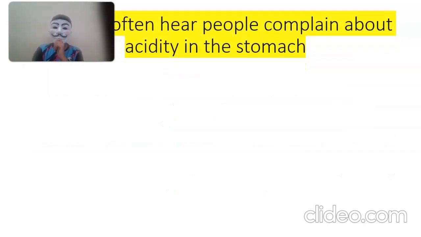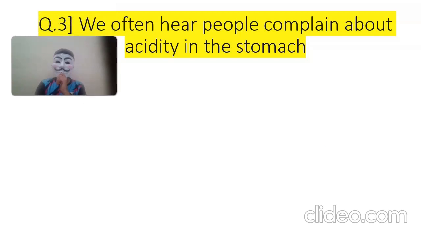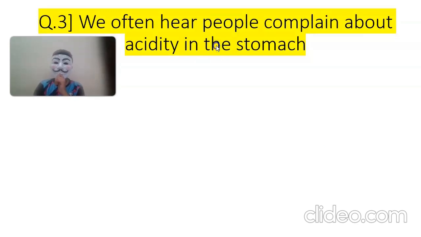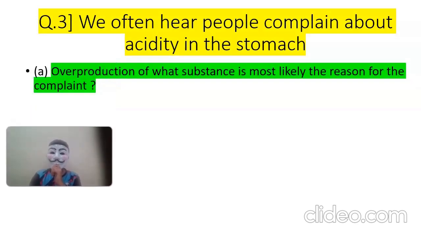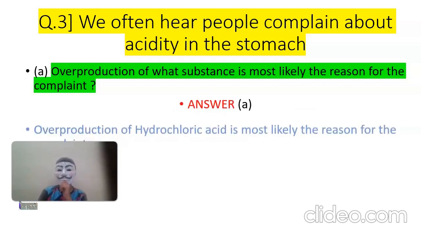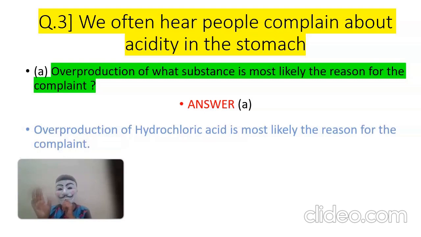We often hear people complain about acidity in the stomach. Overproduction of what substance is most likely the reason for the complaint? The answer is the overproduction of hydrochloric acid, which is present in the stomach.